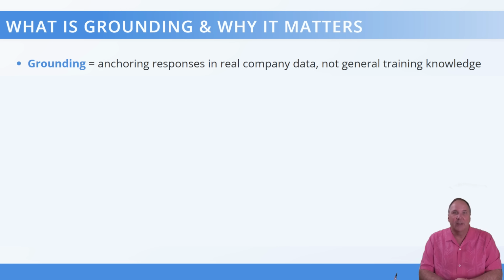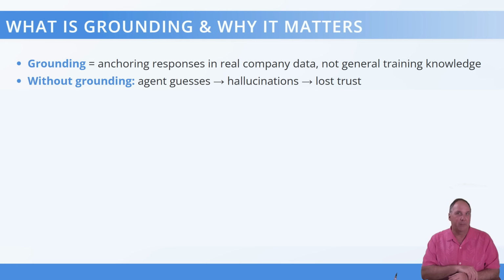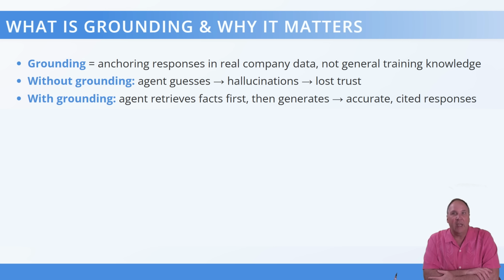Is that so? Without grounding, an agent guesses. You might ask, what's our company's refund policy? And the agent says 30 days because that's common in its training data. But your actual policy is 60 days. Wrong information, support problems. Grounding fixes this. Before generating, the agent retrieves your actual refund policy document and answers from that. Real data in, accurate answers out.